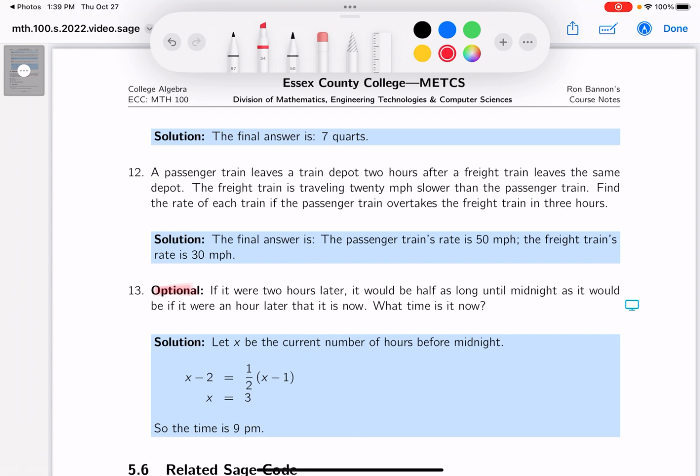By the way, notice there's a typo. You have to correct that. That should be "then." What time is it now?